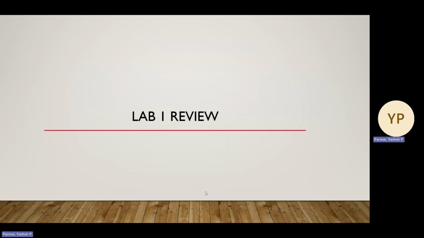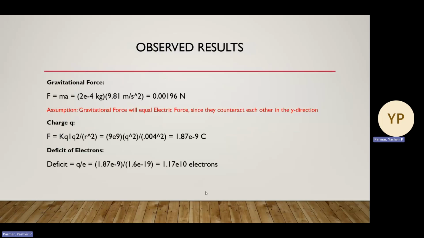So because this is building upon Lab 1, I will review a little about the results of Lab 1. So we found the gravitational force by finding the mass times the acceleration, which in this case is gravity. We also found charge Q using Coulomb's law, and then the deficit of electrons by dividing the charge Q over the charge of an electron.